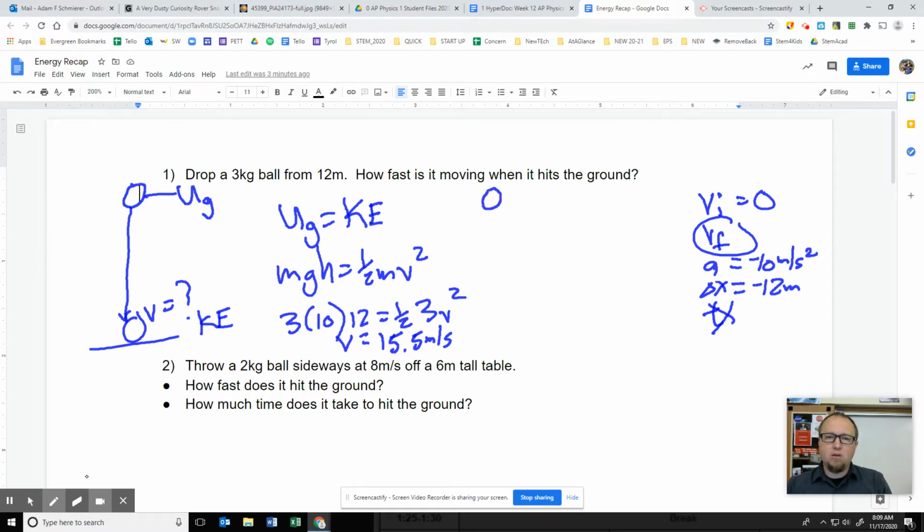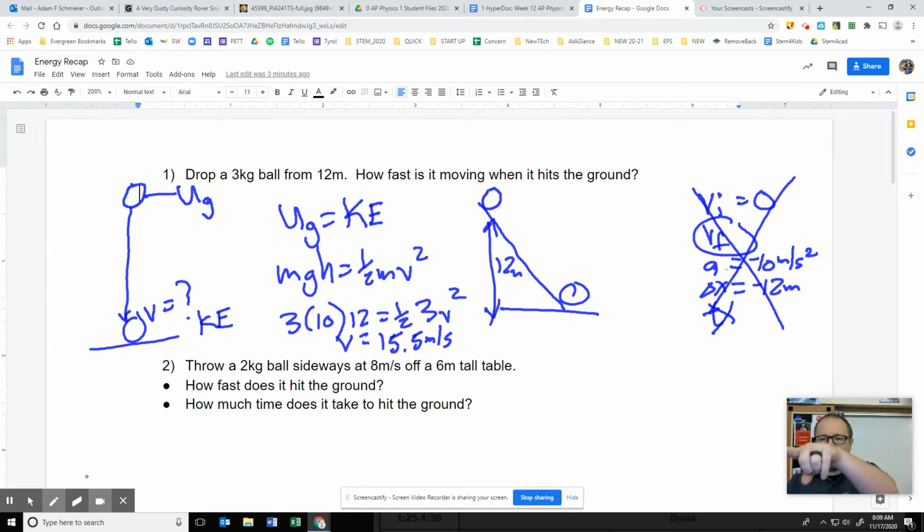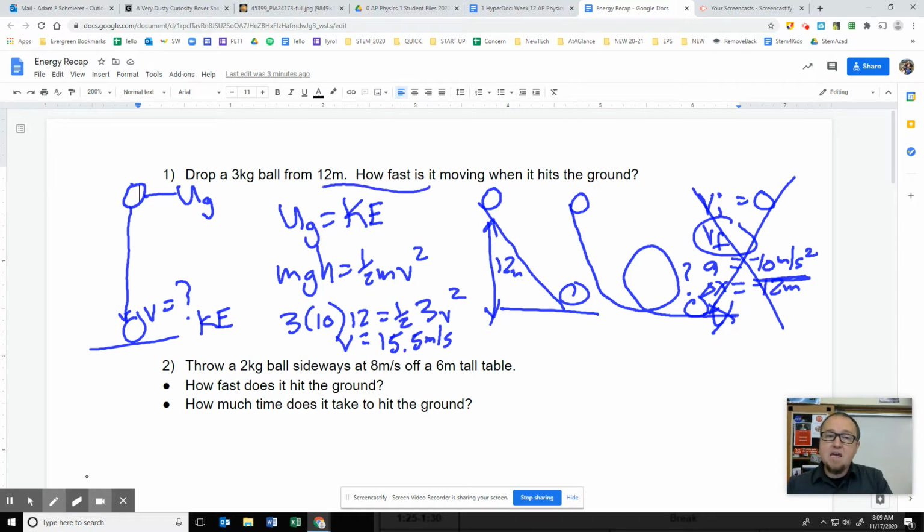Let's say the ball goes down a ramp, and the ramp is 12 meters tall. I'm going to cross this out, not because it's wrong, but I can't use that when it's on a ramp. I also can't use that if it does this, and I'm like, how fast is it going at the bottom? There's a little loop-de-loop and it gets to the bottom. I can't use that because it doesn't always accelerate at -10 meters per second squared. But I can use energy because it starts with the height and ends with the velocity.